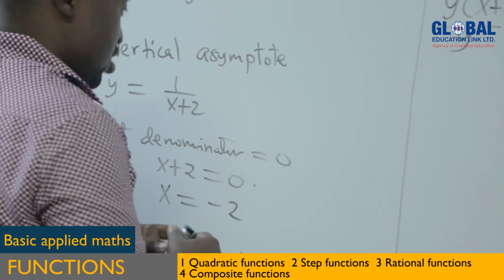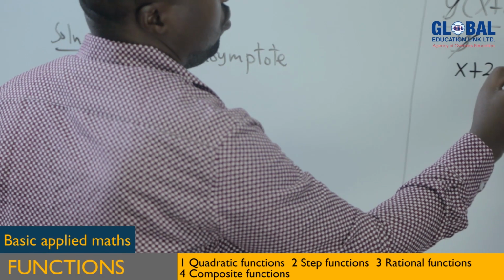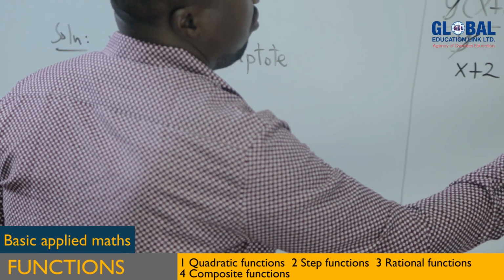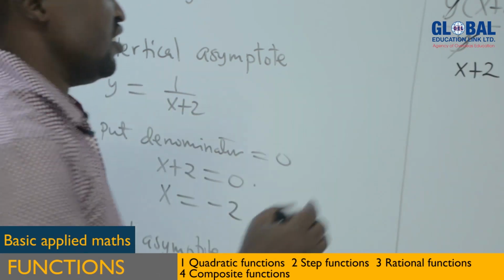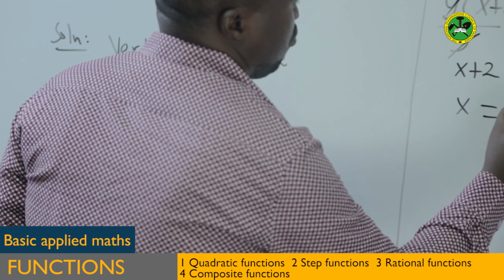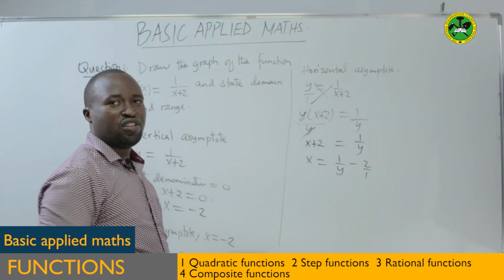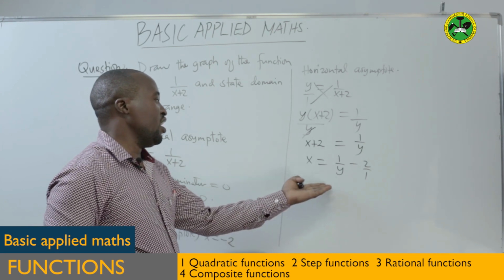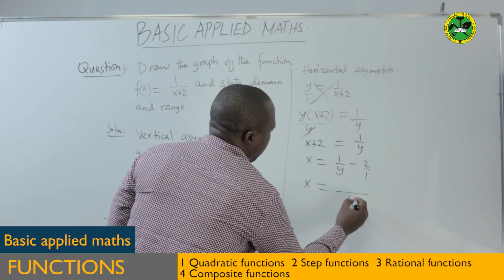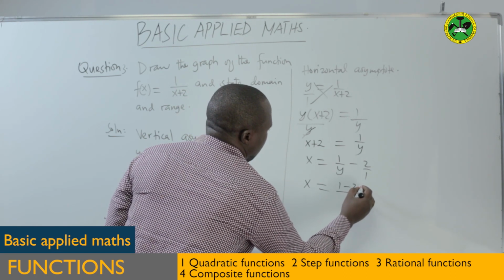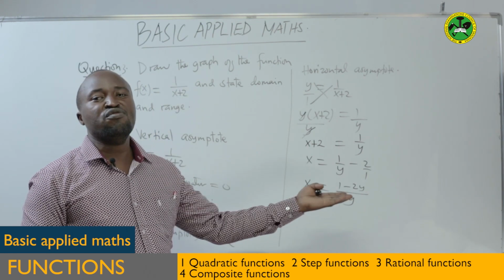So here we are going to have x plus 2 is equal to 1 over y. So let us shift the positive 2 to our right hand side. So we are going to have x is equal to 1 over y minus 2. So try to find the lowest common multiple for y and 1. So x will be equal to 1 minus 2y over y. Now x is written in terms of y.